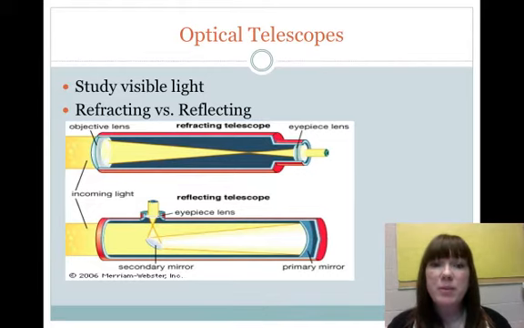Optical telescopes are the type that observe visible light, what it is that we actually see with our eyes. And there are two main types. There are refracting and reflecting. And you can see from the picture here that the refracting telescope has lenses, and the reflecting telescope uses mirrors.